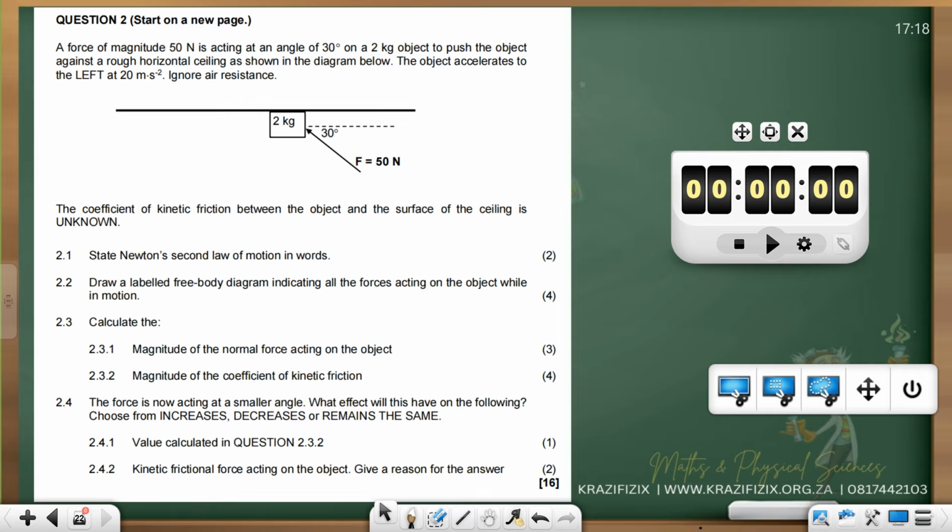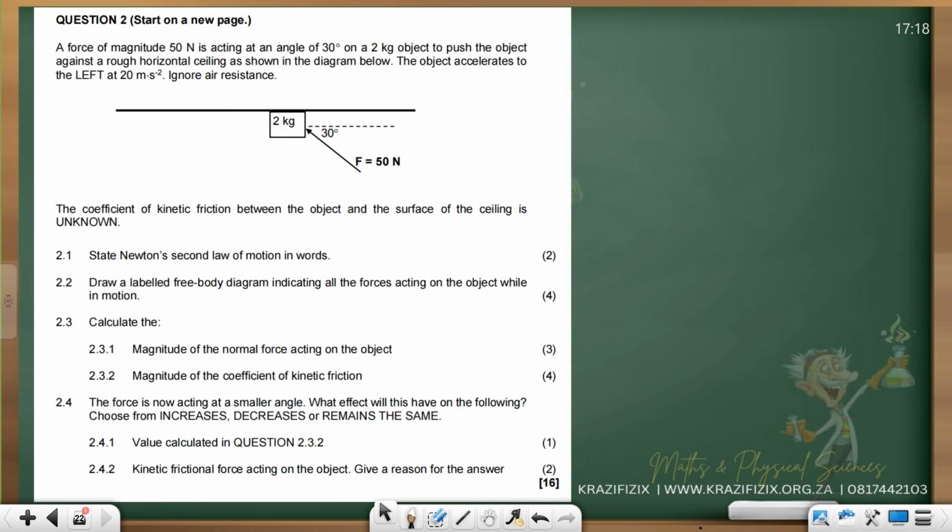All right. A force of magnitude 50 newtons is acting at an angle of 30 degrees on a 2 kg object to push the object against a horizontal ceiling, as shown in the diagram below. The object accelerates to the left at 20 meters per second. Ignore air resistance. The coefficient of kinetic friction between the object and the surface of the ceiling is unknown. All right, state Newton's second law of motion in words. I skip. 2.2. Draw a labeled free body diagram.